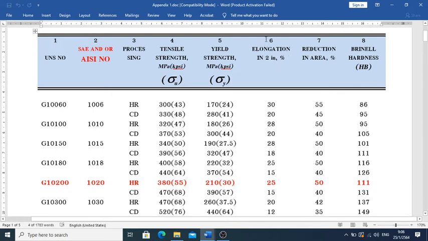This one, of course, is elongation in 2 inches. This is the strain, so you might put epsilon there. This is epsilon at the ultimate point.